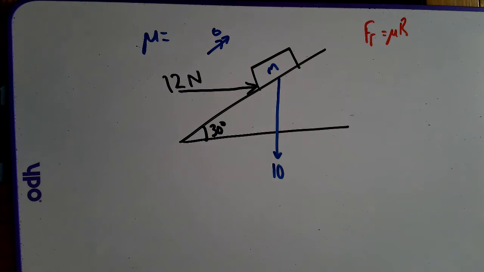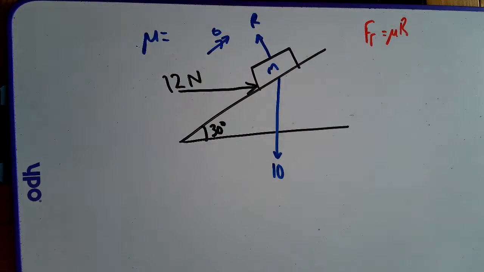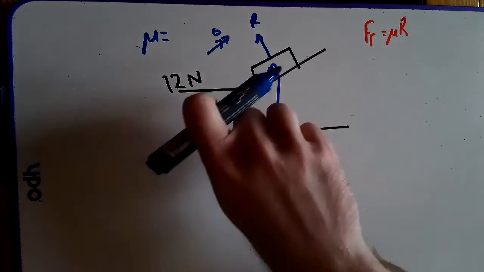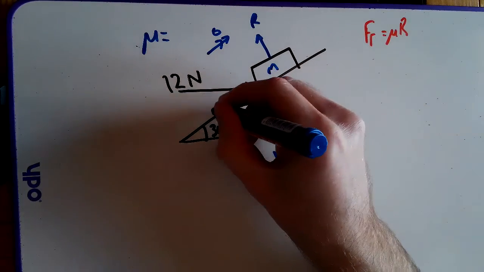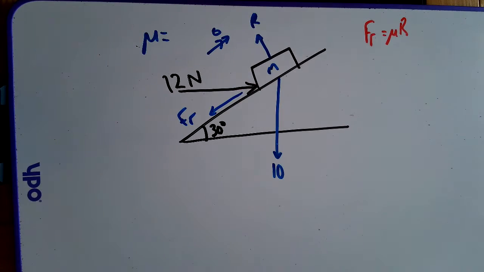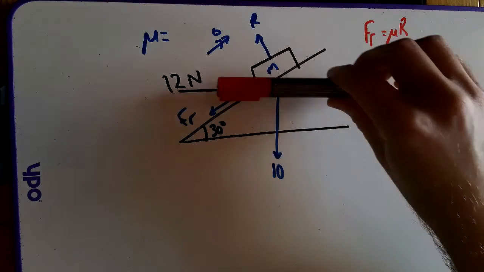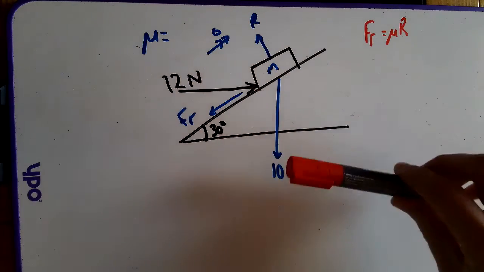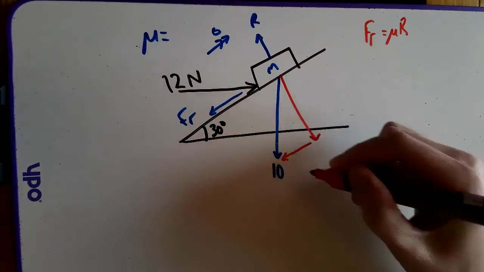And we first of all want to find out what mu is. Well, same thing as before. I'm going to have my normal going that way. It's on the point of going up the plane. So that means we're going to have friction trying to pull it down the plane. Now this time, this is my vertical direction. This is my horizontal. So I've got two forces we need to split up this time. I've got the 12 and the 10. So 10, I'm going to do down and to the left.